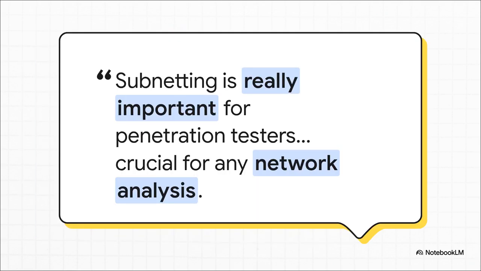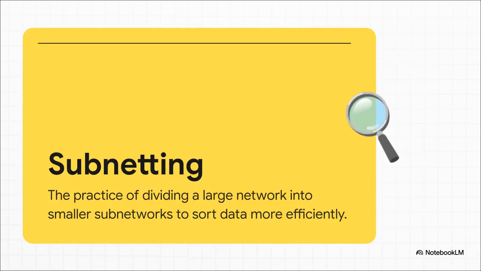Now, just having an address isn't always enough, especially when you're dealing with huge, complex networks. To keep things running smoothly, these massive digital cities need to be organized into smaller districts. And for network professionals, especially folks like ethical hackers, understanding this is absolutely critical. This is done through something called subnetting. It's really just like taking a giant, sprawling digital city and drawing lines on the map to create smaller, more organized neighborhoods. This makes traffic flow way more efficiently and just helps manage everything connected to it.